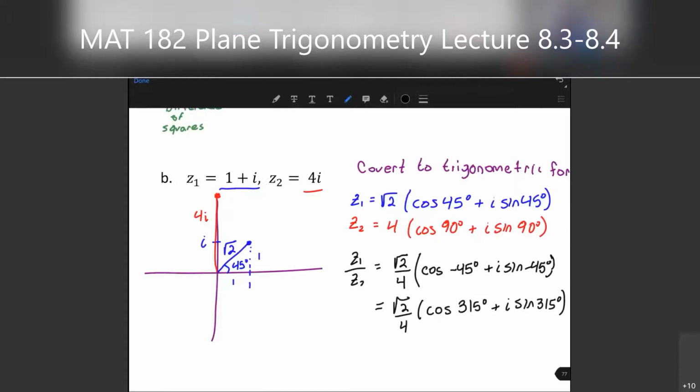Mr. Coughlin, how did you get 315 from negative 45? Did you subtract 360 from both of them? Add 360, yes. So it's the same angle. It's just the positive angle going around. So it's the equivalent angle, but it's just not negative. All right, so that would be our quotient property.